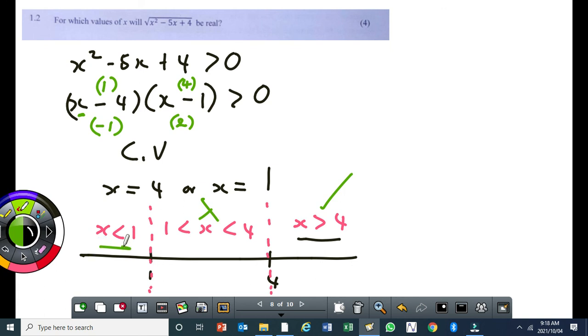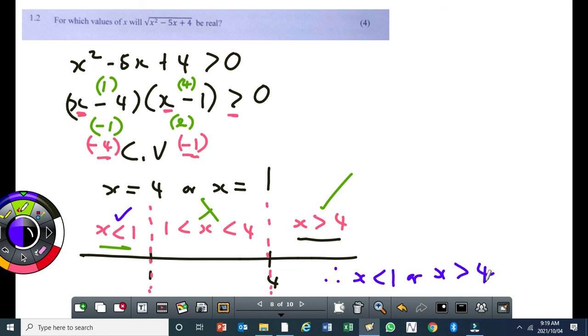Then we are now at the third interval. Choose a value that's less than 1. I'm going to choose 0. Put 0 here. 0 minus 4 will give you minus 4. 0 minus 1 gives you minus 1. Minus 4 times minus 1 will give you positive 4. Is positive 4 greater than 0? The answer is a big yes. So this is a solution. Which means, in the end, you say, therefore, x is less than 1 or x is greater than 4. And then you are done.